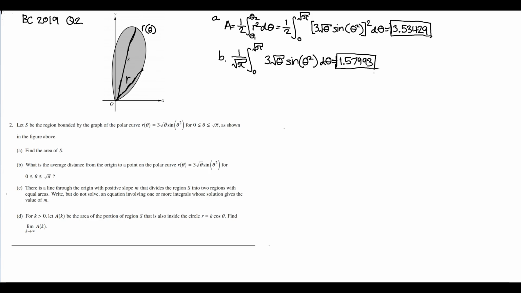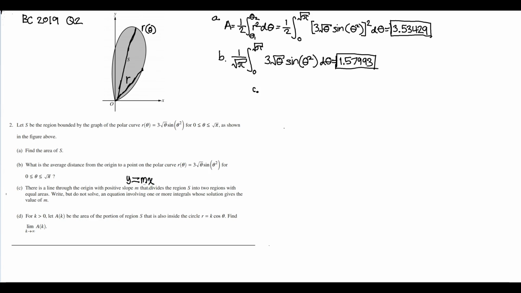Okay, so C is where we start to get to the fun stuff. There's a line through the origin with positive slope m that divides the region S into 2 regions with equal areas. Write, but do not solve, an equation involving one or more integrals whose solution gives the value of m. So this is a linear rectangular equation, y equals mx.